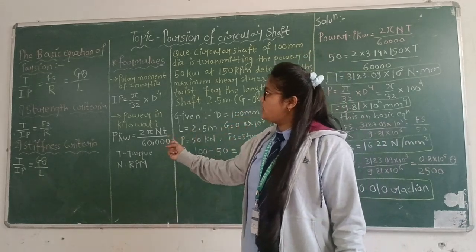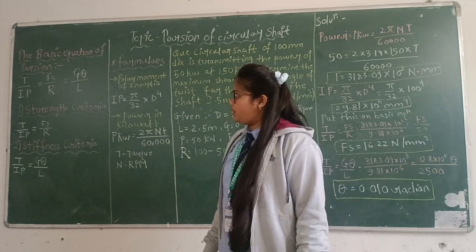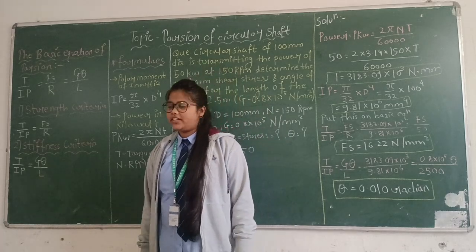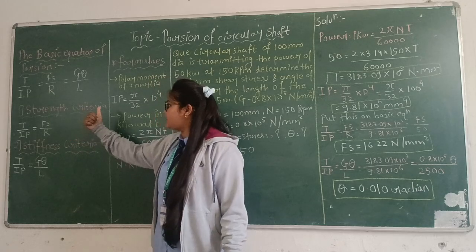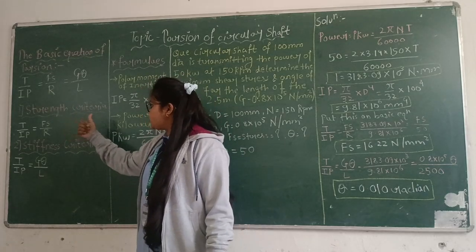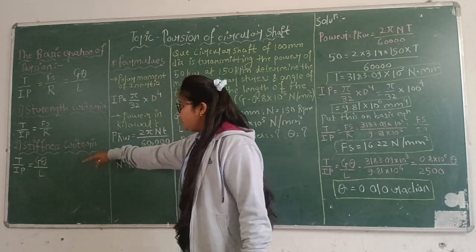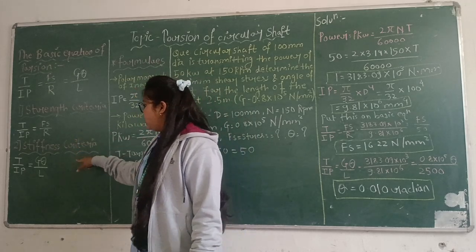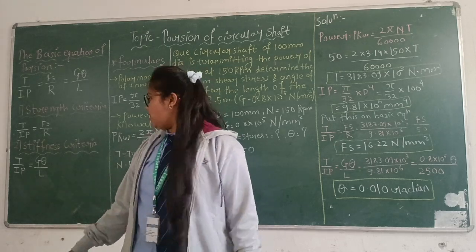Firstly, let us see the basic equation of torsion, that is T upon IP is equal to Fs upon R is equal to G theta upon L. Then we divide this equation into two forms, that is strength criteria and stiffness criteria. Strength criteria is T upon IP is equal to Fs upon R, and stiffness criteria is T upon IP is equal to G theta upon L.